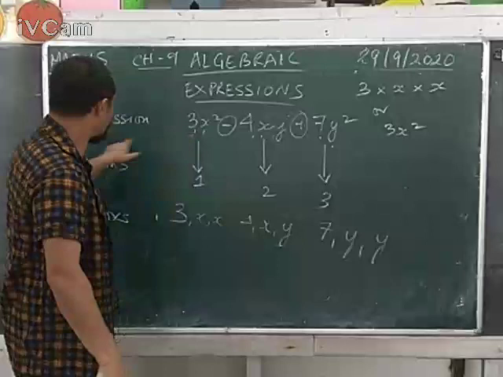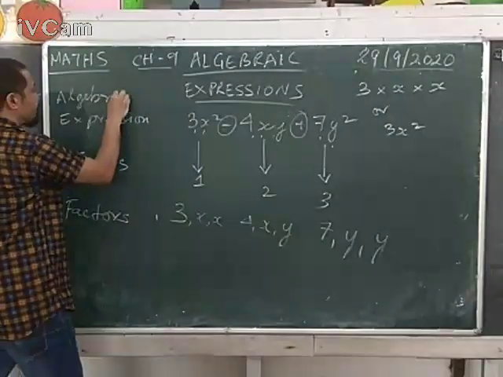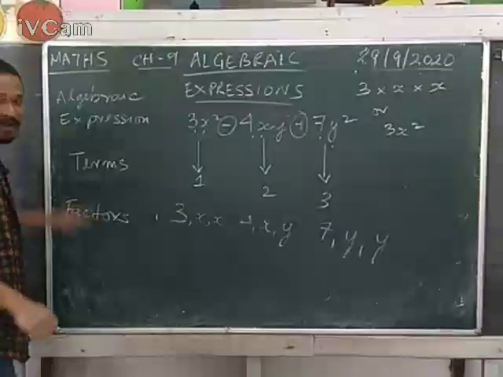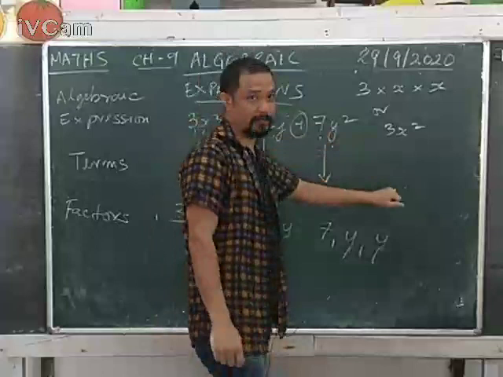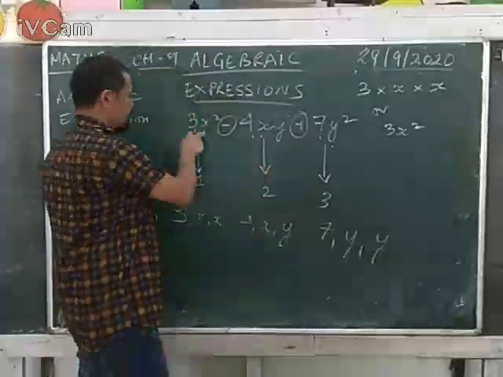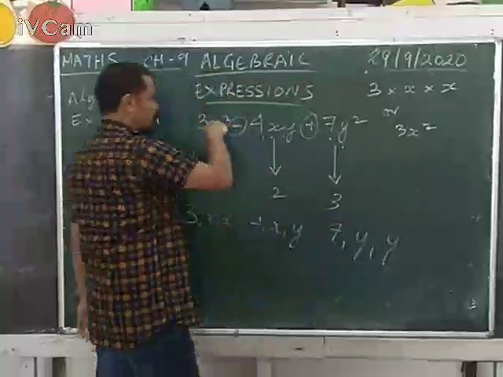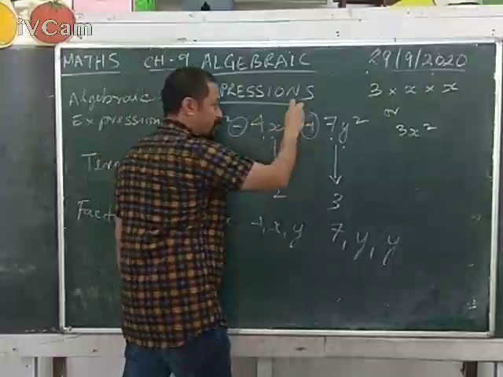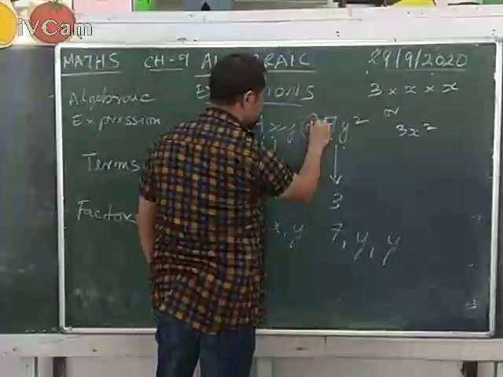Expression. What expression? I'll write it further. Algebraic expression. This is the algebraic expression: 3x squared minus 4xy plus 7y squared. What are the terms? 3x squared, 4xy, 7y squared. Why? Because there is a minus sign and a plus sign. As I've already told you, a minus sign and a plus sign are the only two operators that separate terms.